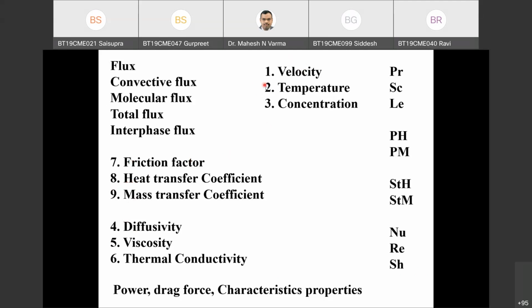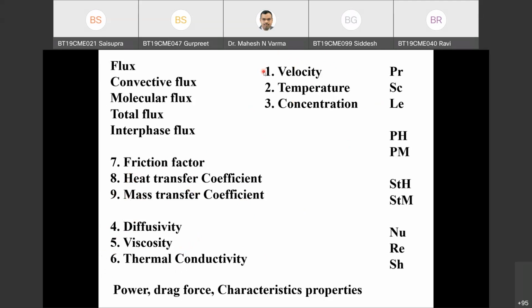So everywhere we found that the velocity profile, temperature profile, and concentration profile are important. As I told previously, these are the most important things we'll be discussing hereafter: estimation of friction factor, estimation of heat transfer coefficient, estimation of mass transfer coefficient, then estimation of diffusivity, estimation of viscosity, and estimation of thermal conductivity.